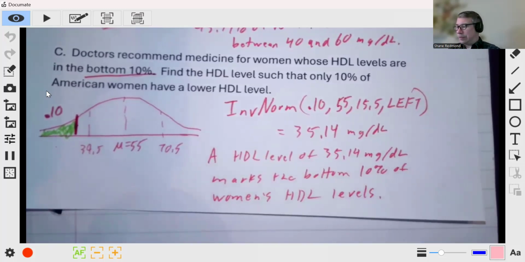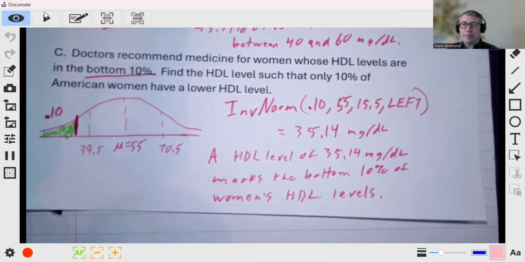And there we go. There's a quick review of some normal distribution problems and how to use the inverse norm and normal CDF buttons on your calculator to help you answer those questions.